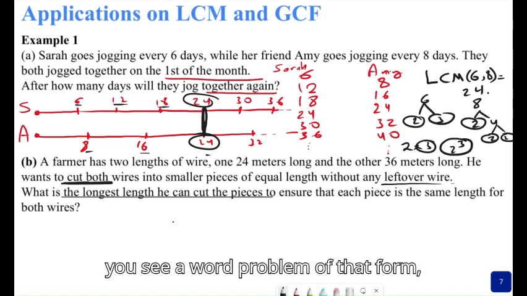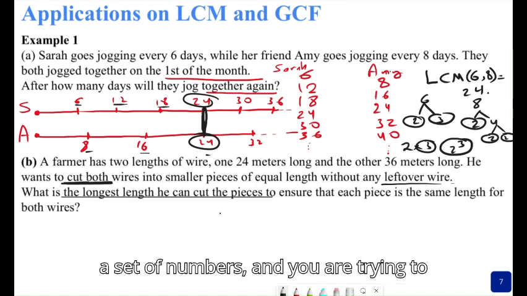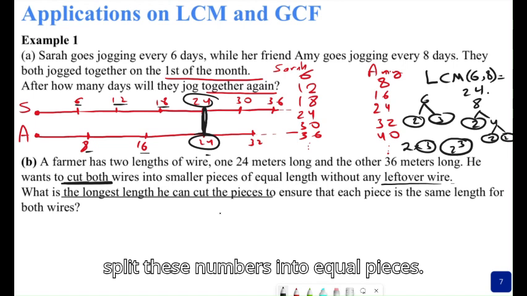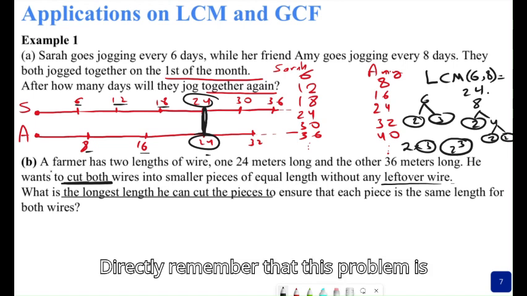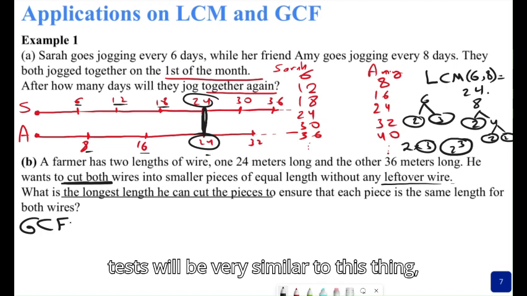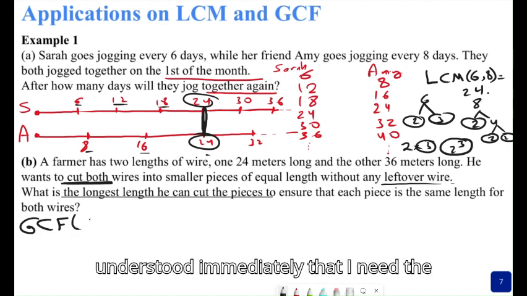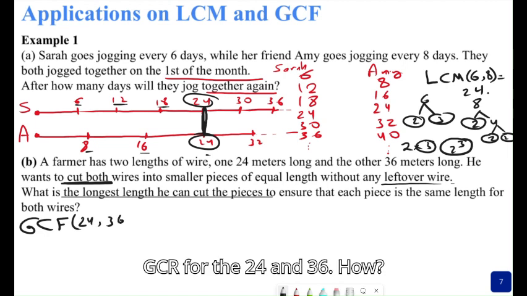Whenever you see a word problem of that form, it gives you a set of numbers and you are trying to split these numbers into equal pieces. Directly remember that this problem is talking about the GCF. And the tests will be very similar to this, not more different. So I understood immediately that I need the GCF of 24 and 36.